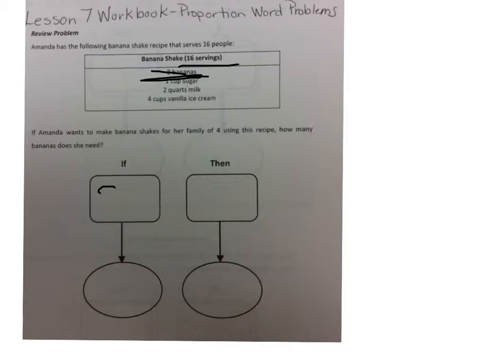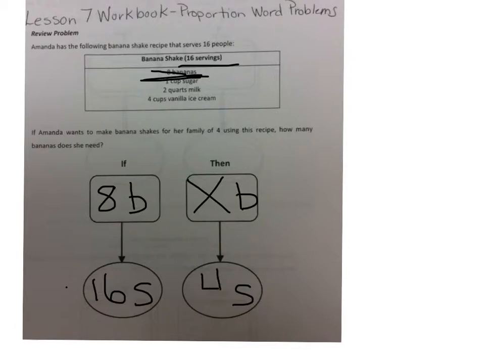So I'm just going to start out with 8 bananas, 16 servings. So that's your relationship. 8 bananas is 16 servings. I'm going to immediately go over to the right-hand side, and I'm going to write my labels so they match. And I'm going to put my X on what I don't know. How many bananas? So that's where my X is. And the only other number I have, it's saying how many bananas for 4 people. So that would be 4 servings.